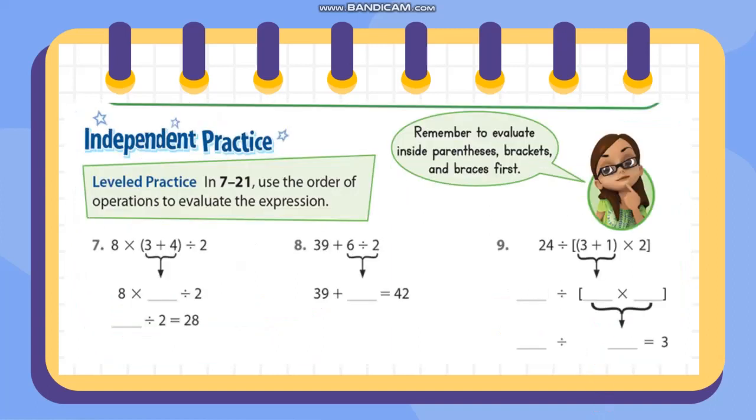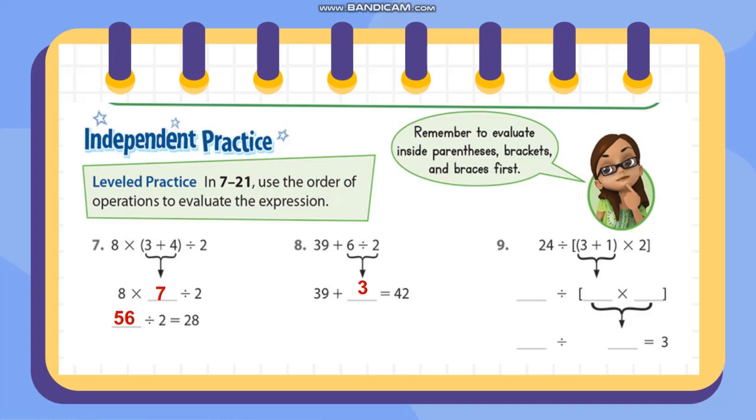Okay? Next, remember to evaluate inside the parentheses, brackets, and braces first. So what is the missing number? 3 plus 4 is equivalent to 7. So 8 multiplied by 7 is equivalent to 56. And 56 divided by 2 is equivalent to 28. Next, 39 plus 6 divided by 2. So 6 divided by 2 first, which is equivalent to 3. So 39 plus 3 is equivalent to 42.